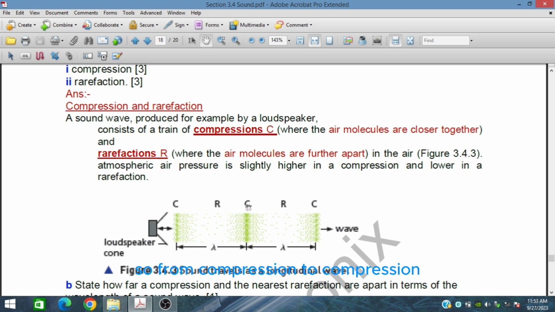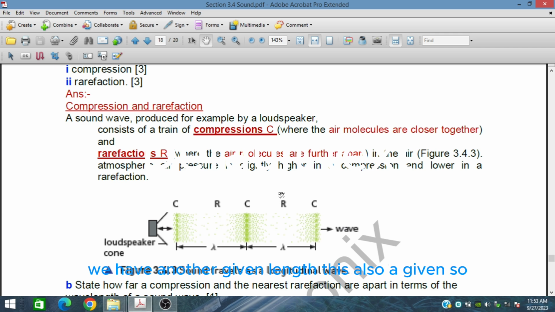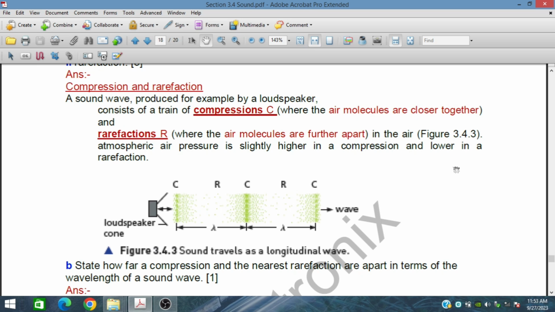So from compression to compression we have this wavelength. From rarefaction to rarefaction we have another wavelength. This is also a wavelength.